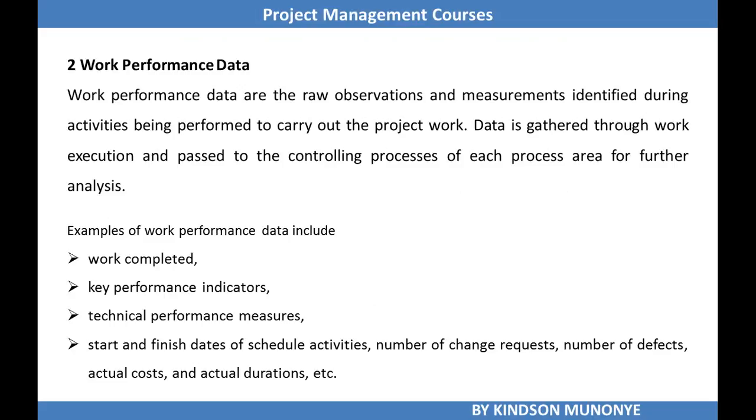Alright, another output is work performance data. We've discussed it before. They are raw observations and measurements identified during activities being performed to carry out the project work. Examples of work performance data are work completed, key performance indicators, technical performance measures, start and finish dates of scheduled activities, number of change requests, number of defects, actual cost, etc. All these that are measured in the course of executing the project work are referred to as work performance data.